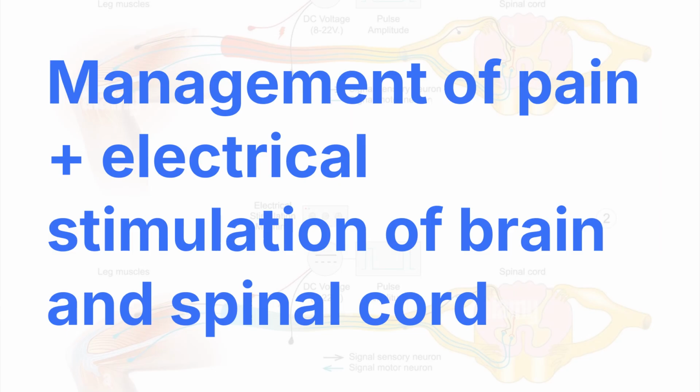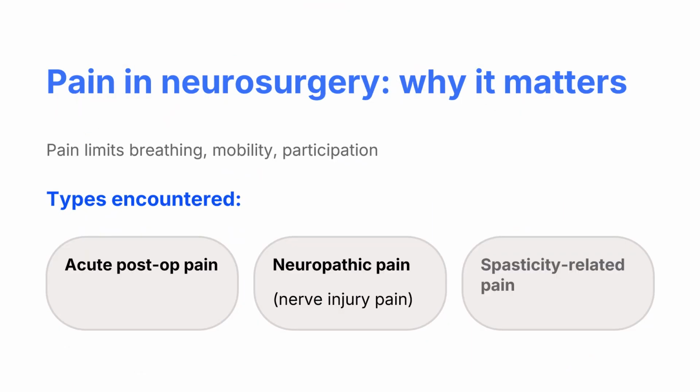What can we do? Let's see that. There can be pain which will limit breathing, movement, and rehab participation, and it includes acute postoperative, neuropathic, and spasticity-related pain. Okay, these are the types of pain.